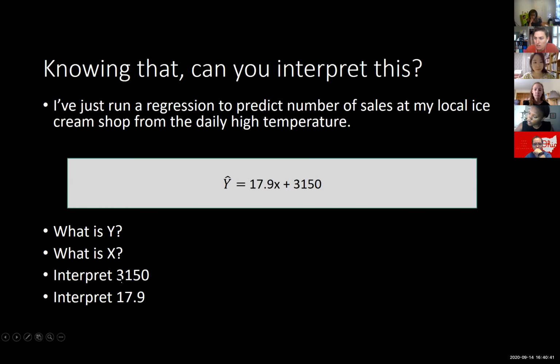And if I'm interpreting the 3150, it's the number of sales when the daily high temperature is 0. And if I'm interpreting the 17.9, it's the number of sales for every degree Fahrenheit increase in temperature. So every degree warmer it is, it's 18 more sales in my ice cream shop. Okay, we're going to do it one more time.